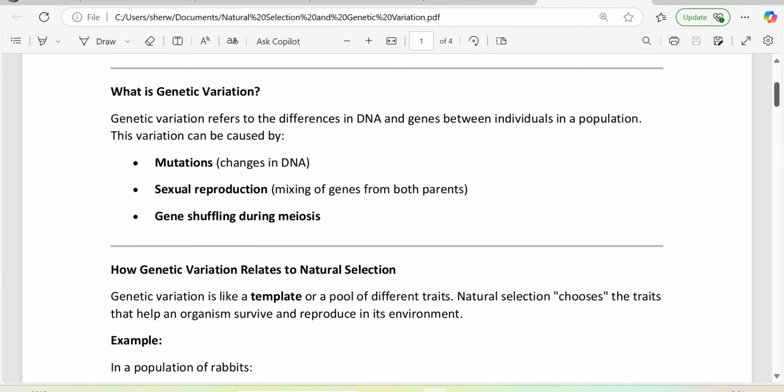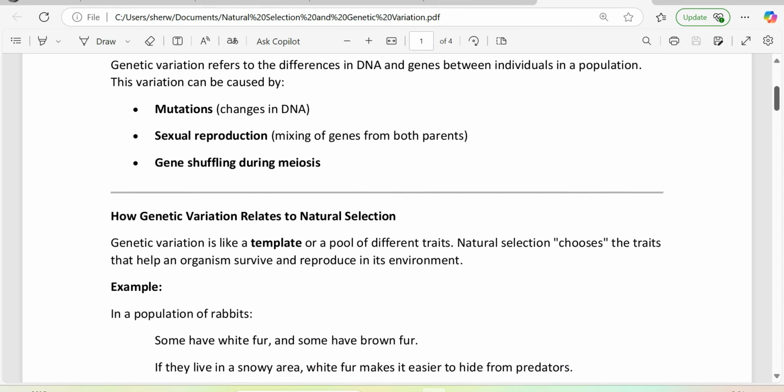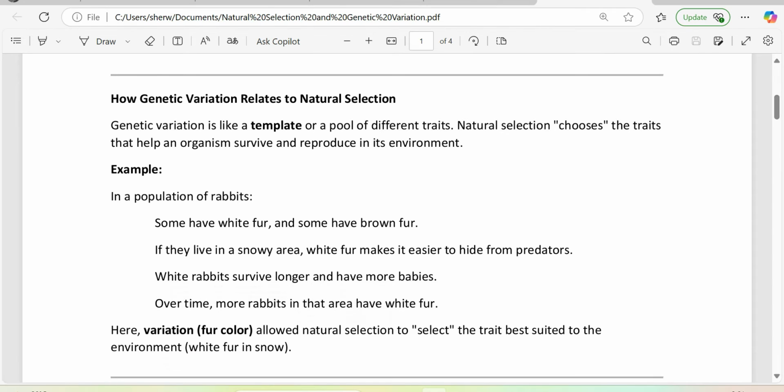What is genetic variation? Genetic variation refers to the differences in DNA and genes between individuals in a population. This variation can be caused by mutations, changes in DNA, and sexual reproduction, the mixing of genes from both parents, and gene shuffling during meiosis. How genetic variation relates to natural selection: genetic variation is like a pool of different traits. Natural selection chooses the traits that help an organism survive and reproduce in its environment.